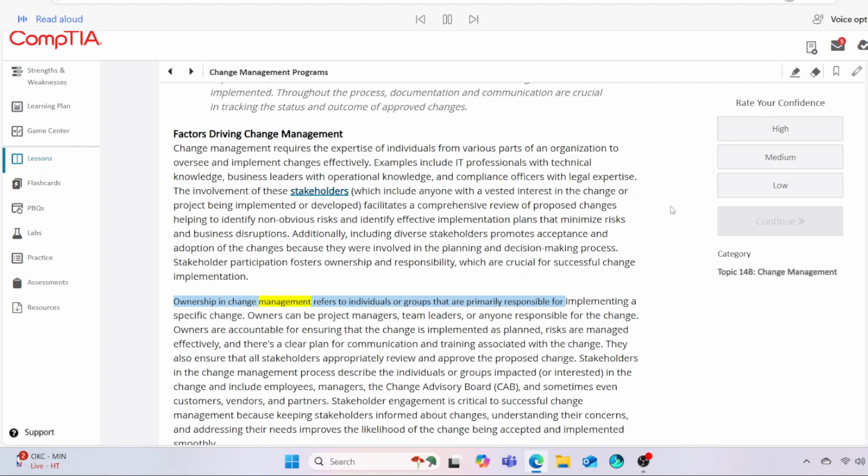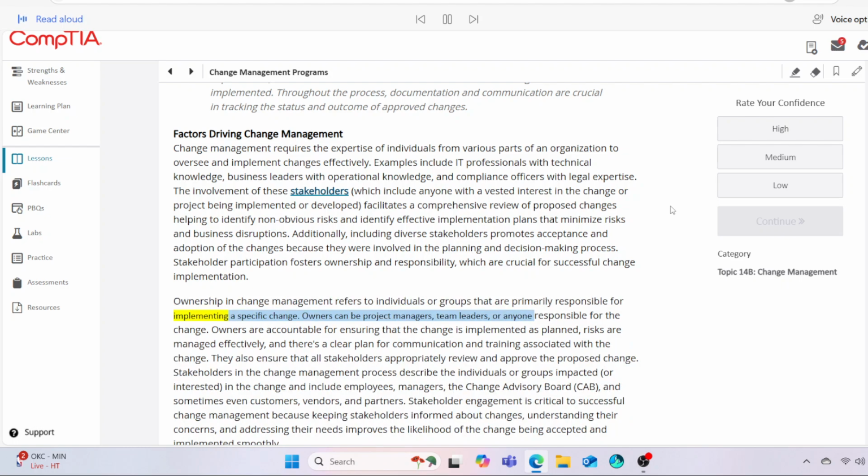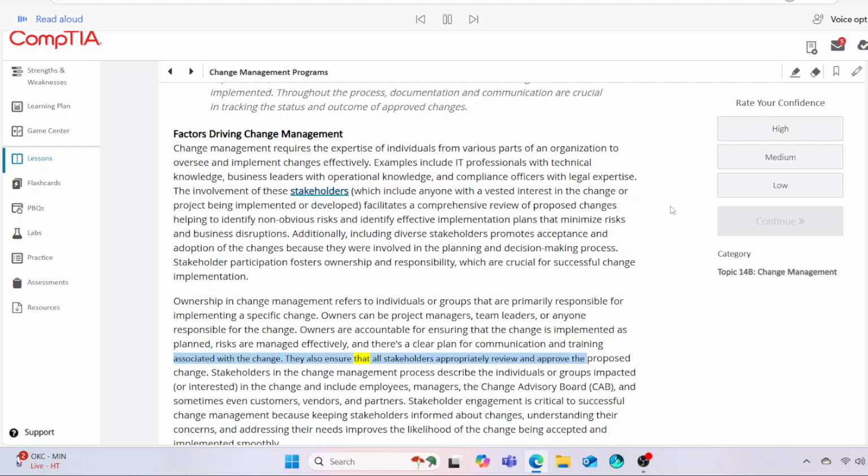Ownership in change management refers to individuals or groups that are primarily responsible for implementing a specific change. Owners can be project managers, team leaders, or anyone responsible for the change. Owners are accountable for ensuring that the change is implemented as planned, risks are managed effectively, and there's a clear plan for communication and training associated with the change. They also ensure that all stakeholders appropriately review and approve the proposed change.